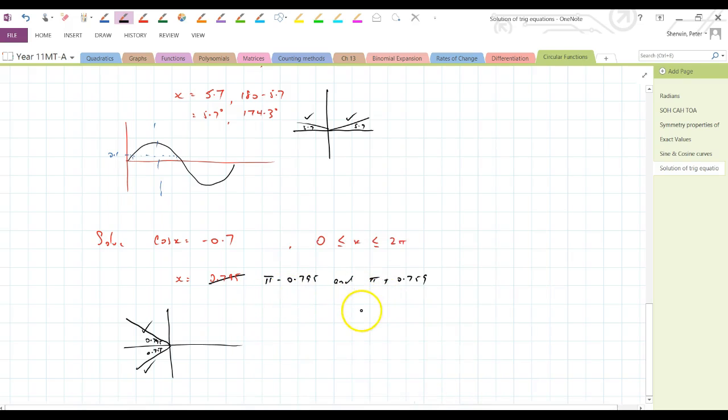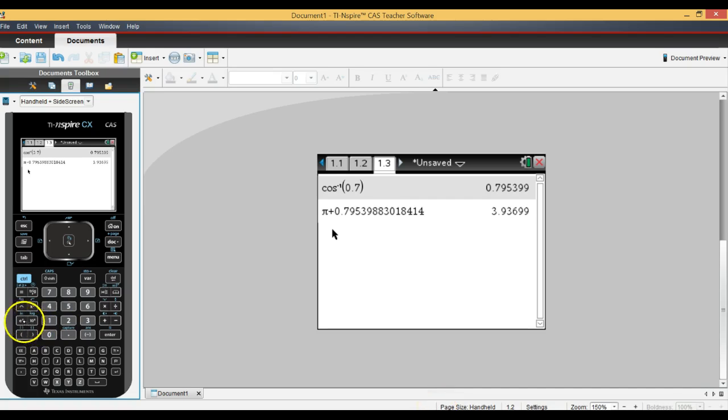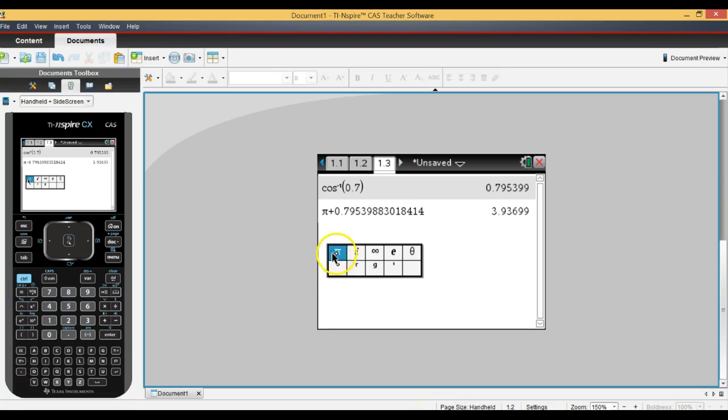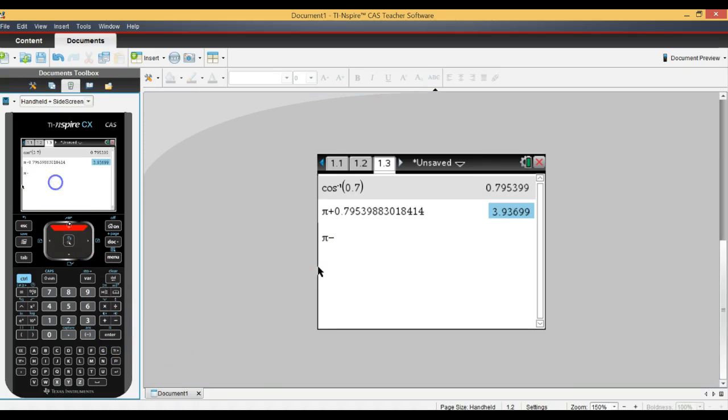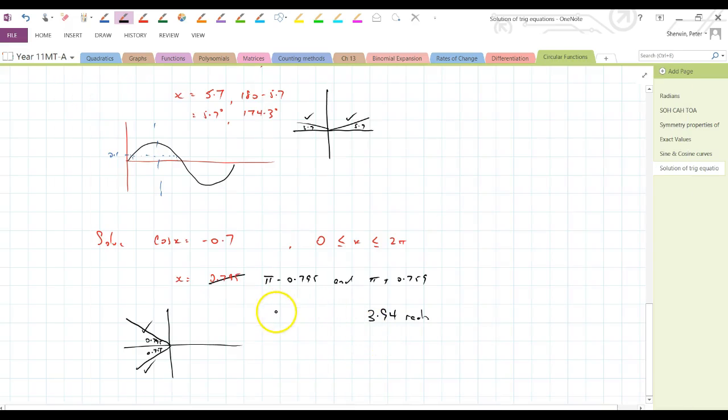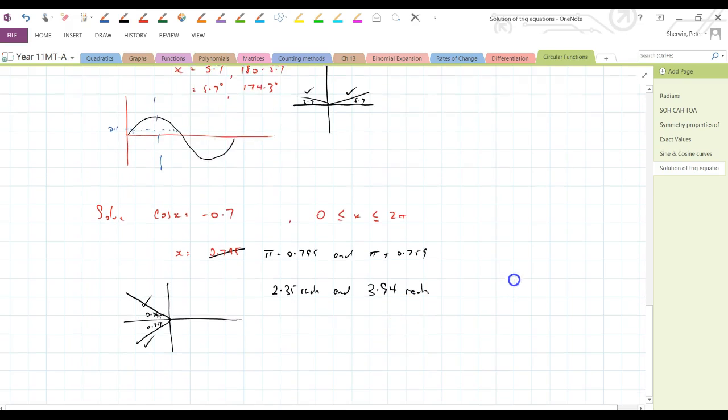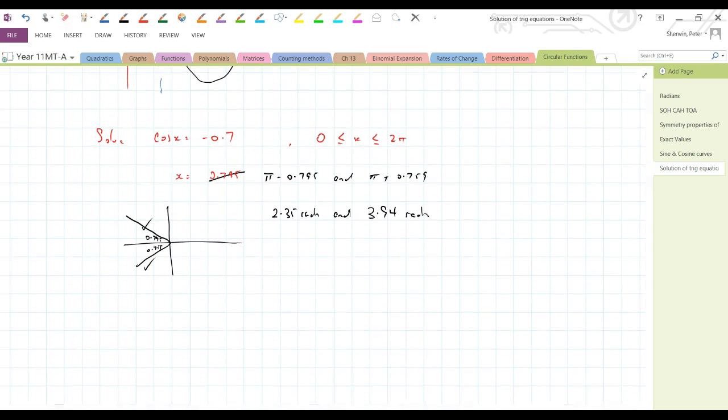Right, so this is 3.94 rads, and pi minus that, I need to pick up that value now, so I go in again, pi minus, that value there, enter, equals 2.35, so 2.35 radians, and these are my solutions. So x between these values of 0 and 2 pi in one revolution can be 2.35 radians or 3.94 radians to solve that equation. We're going to do one more example.